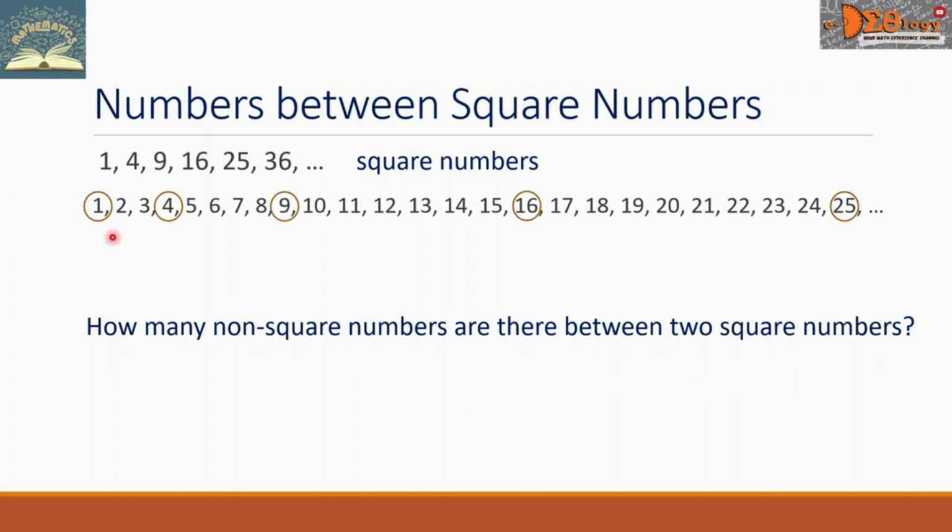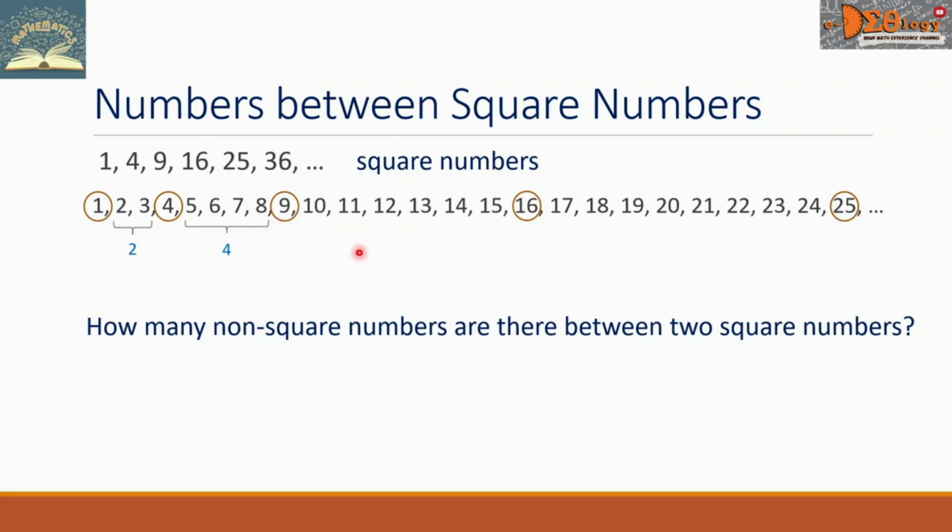For example, the numbers 1 and 4. We count the numbers in between these two consecutive square numbers. The numbers are 2 and 3. So we have two numbers between 1 and 4. What about the numbers between 4 and 9? The numbers are 5, 6, 7, and 8. So we have 4 numbers between these two consecutive square numbers.